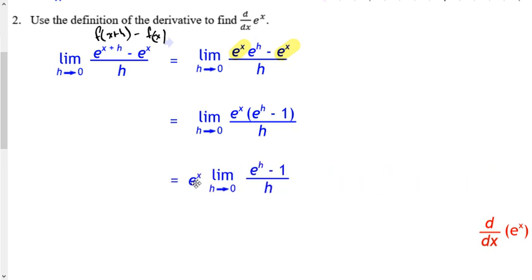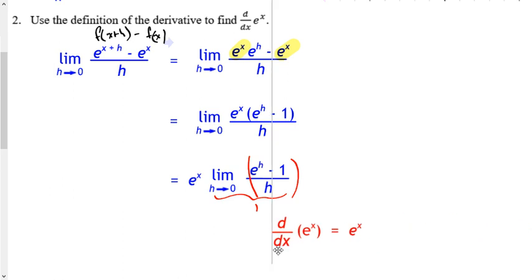And so here I have the limit as h approaches 0 of e to the h minus 1 all over h. And we just discovered that this whole limit is equal to 1. So what we've discovered, using the definition of the derivative, is that the derivative of e to the x is e to the x. Mind blown.